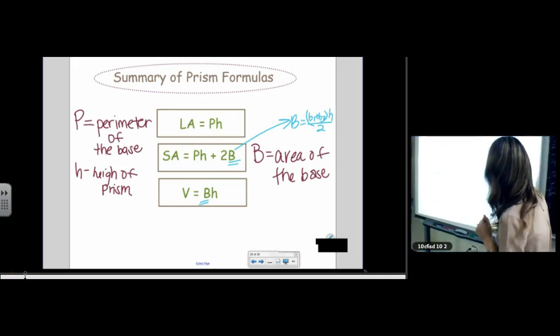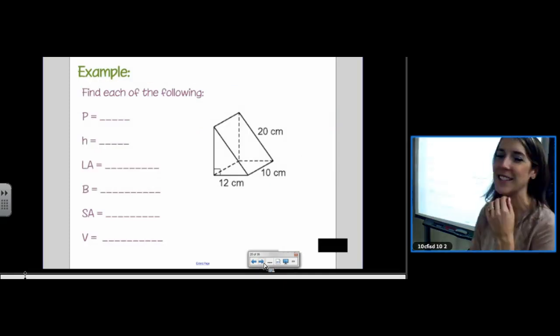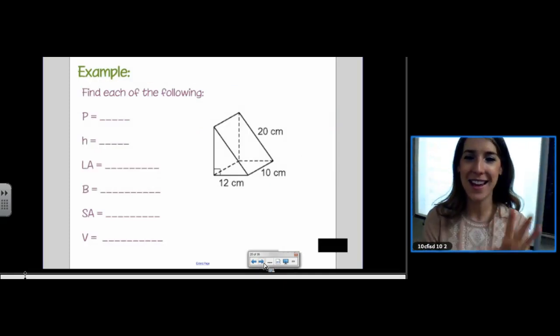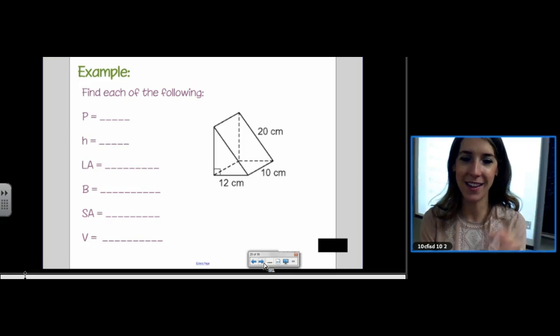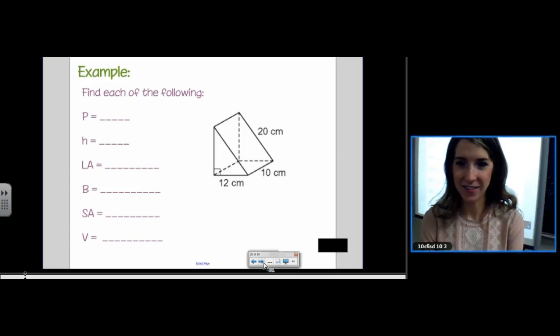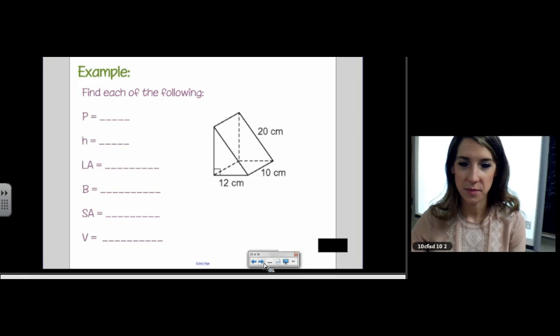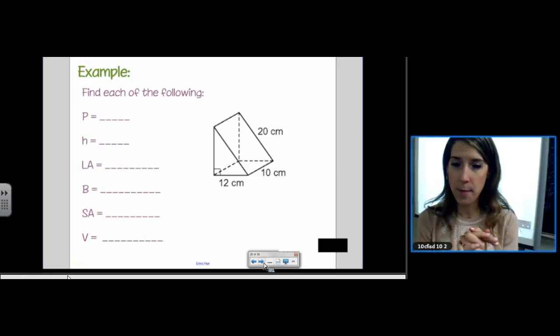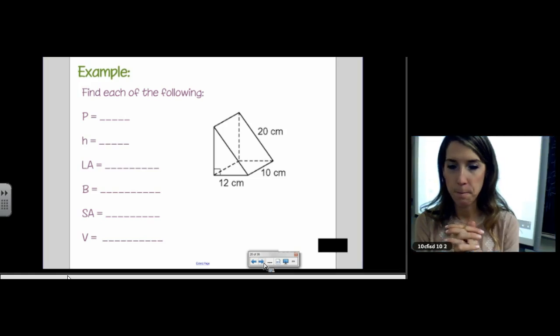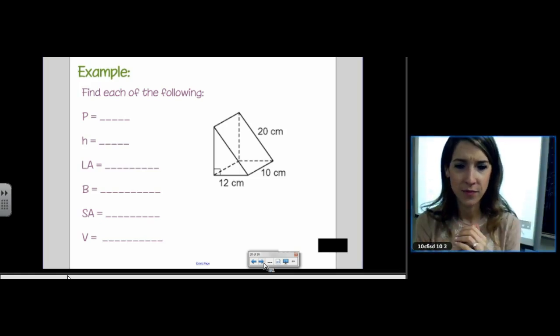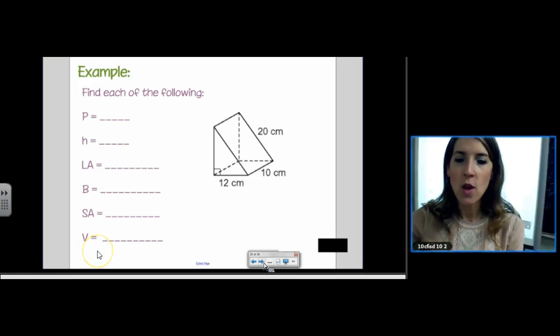Good. Okay. Let's do an example where we're actually finding P, H, L, A, B, S, A, and V. It's a lot of letters. Go ahead and put this in your notes. Find all 6 values, and then we will compare. What is the perimeter of the base? What is capital P? What'd you get, Hatham? 48.